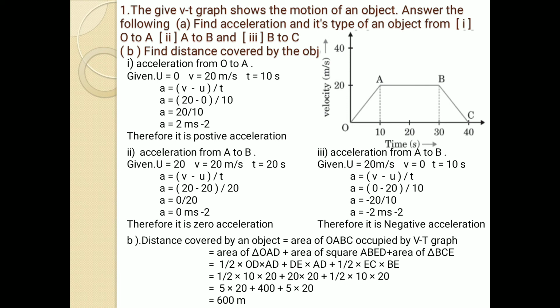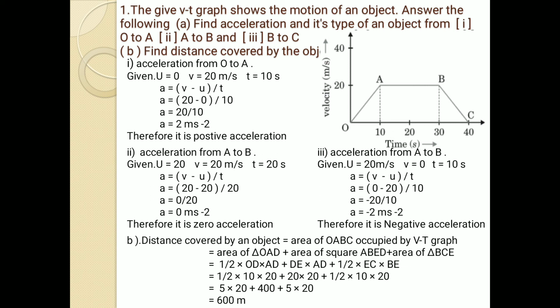So the area of OAD, meaning area of triangle OAD, plus the area of the square. You can see that this is a square only, because the difference from 10 to 30 is 20, and again in the vertical line, D to A is also 20. Where 10 is, you can mention D. You can see that 0 to 20. So now the area of square ABED plus the area of triangle BCE at last.